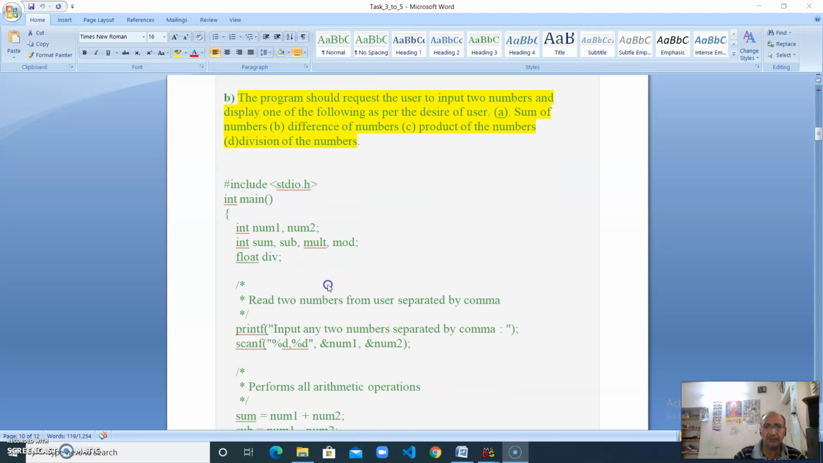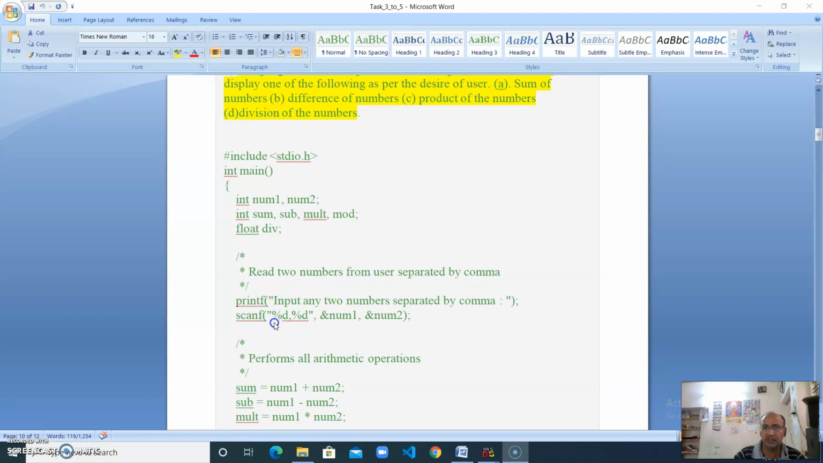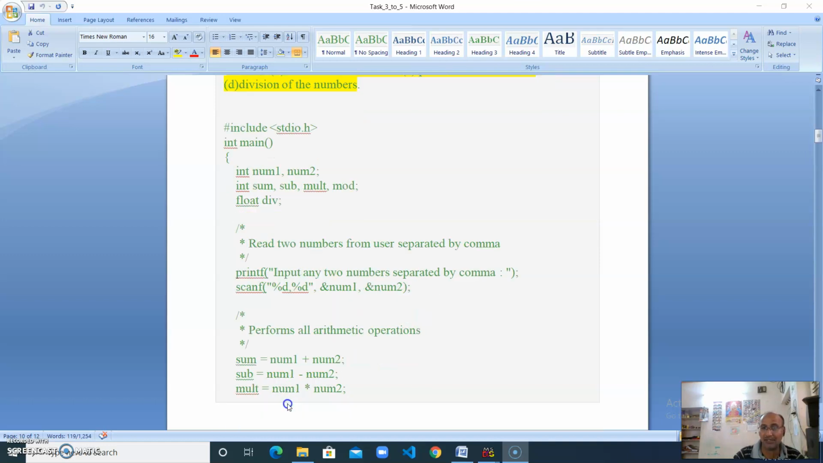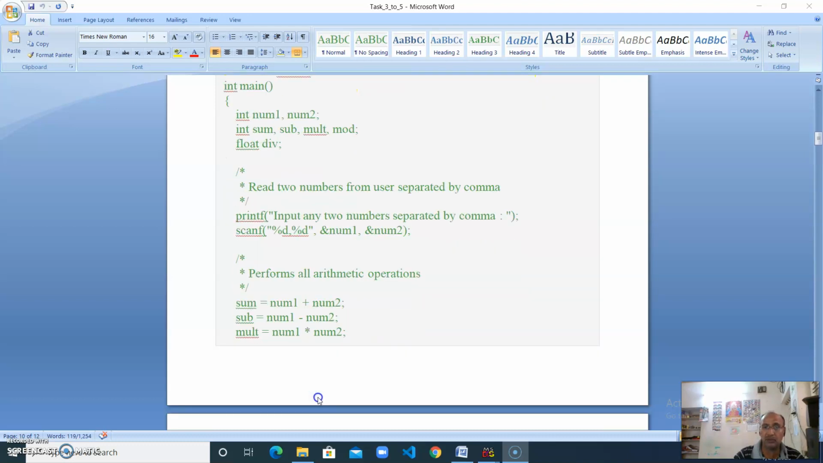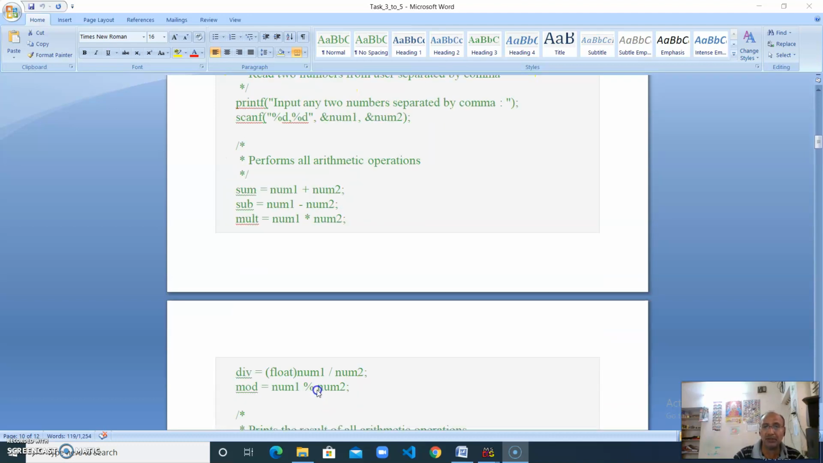Now here, same thing. Enter any two numbers separated by comma. scanf percentage d, comma, percentage d, num1, num2. First I am taking two numbers. Sum equals num1 plus num2. Subtraction equals num1 minus num2. Multiplication equals num1 into num2. Division equals num1 by num2.